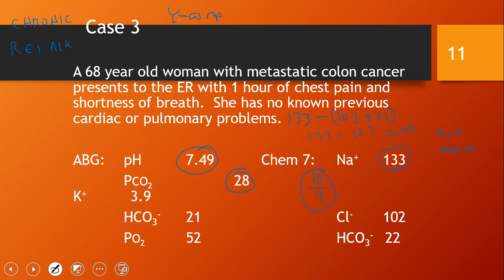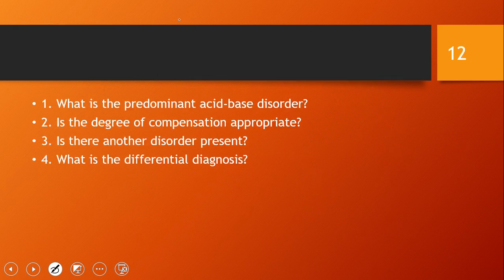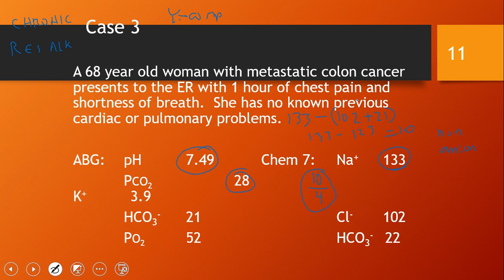Now, what are we going to do? We could check delta, but it seems like that's not really ever proving helpful. So let's just move on and see what the answer is here. So what is the predominant acid-base disorder? It was respiratory alkalosis. Is the degree of compensation adequate? Yeah, I think. Is there another disorder present? I don't know, not that I could see. What is the differential diagnosis? Well, respiratory alkalosis. What's going on with this lady? Colon cancer.